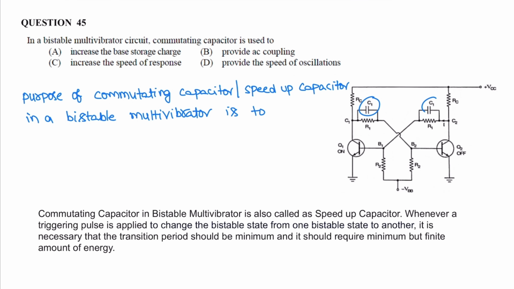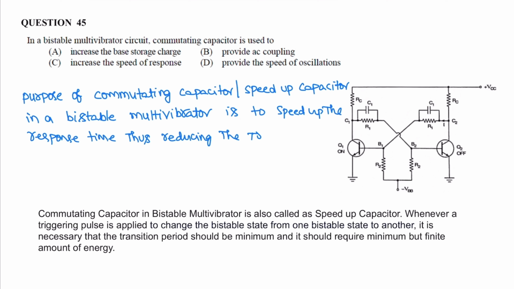These C1 and C2 are commutating capacitors, and the purpose of these commutating capacitors is as speed up capacitors. The other name is speed up capacitors. In a bistable multivibrator, they speed up the response time, thus reducing the transition time.